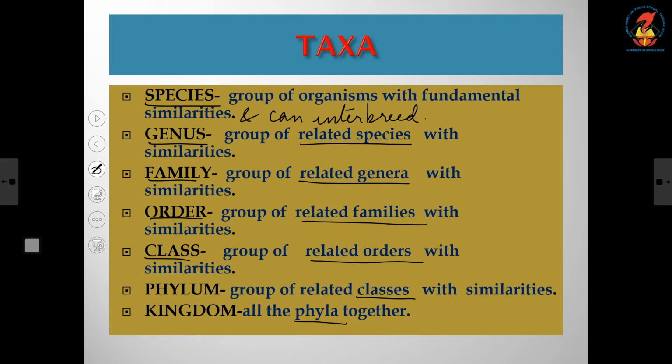Family, a group of related genera with similarities. Order, a group of related families with similarities. Class, a group of related orders with similarities. Phylum, a group of related classes with similarities. And lastly, we have all the phyla together coming under one particular kingdom.